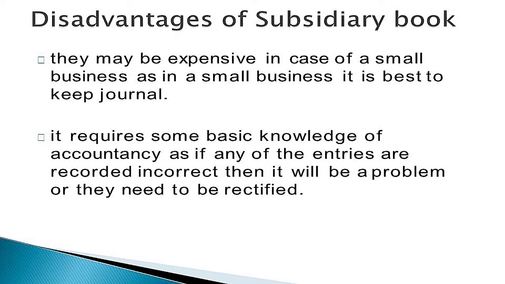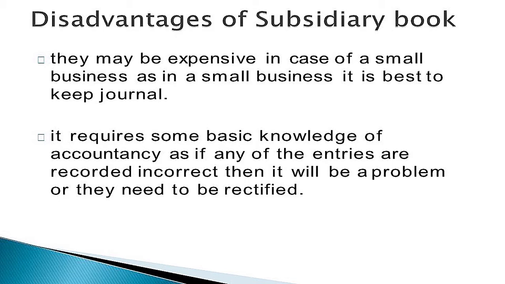It requires some basic knowledge of accountancy, as if any of the entries are recorded incorrectly, then it will be a problem or they need to be rectified. So purchases are, number one, goods purchased, and another one is assets purchased. When we are thinking about purchases, they come under purchases only: goods purchased as well as assets purchased.